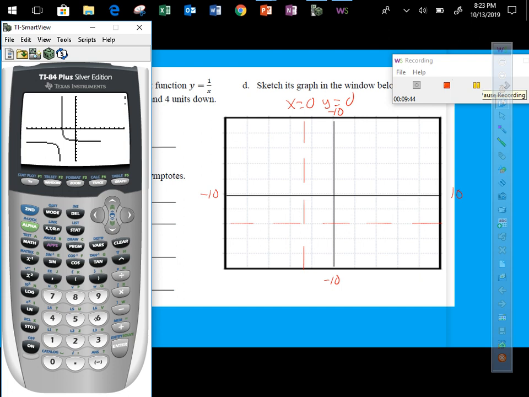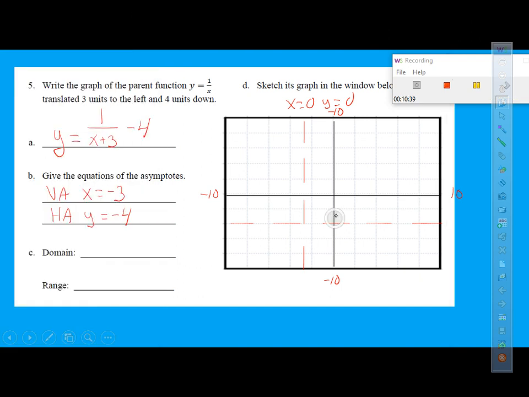Notice that it looks like it has a vertical asymptote right there at -3 and a horizontal right there at y = -4. Now to sketch this, we need a couple of points. So let's go trace 0. So I'm going to graph the ordered pair (0, -3.666). So (0, -3.666), so I'm right there.